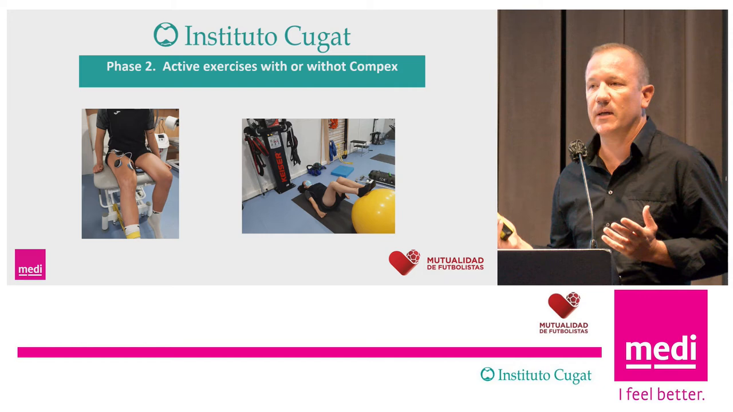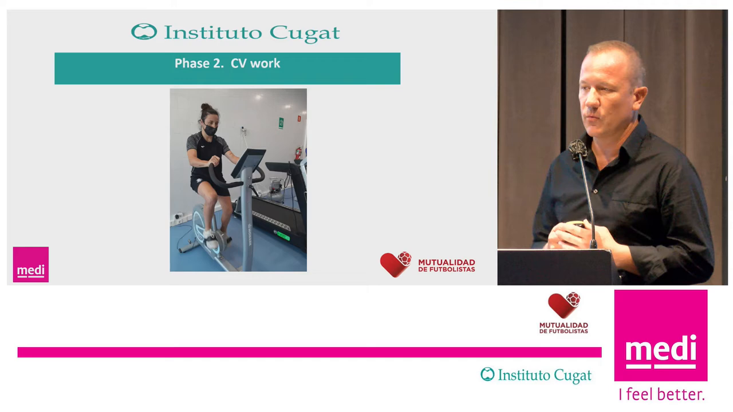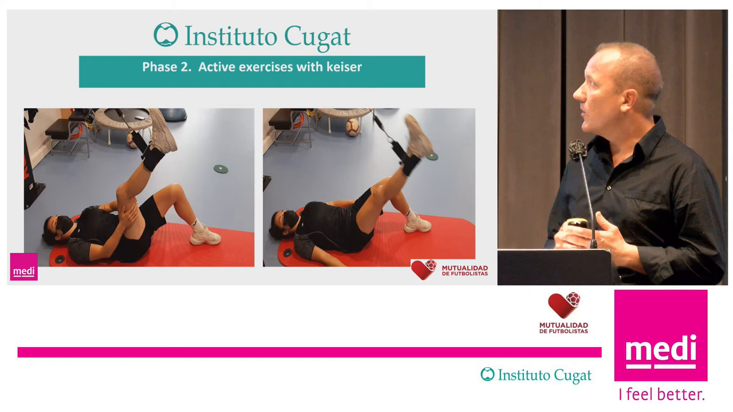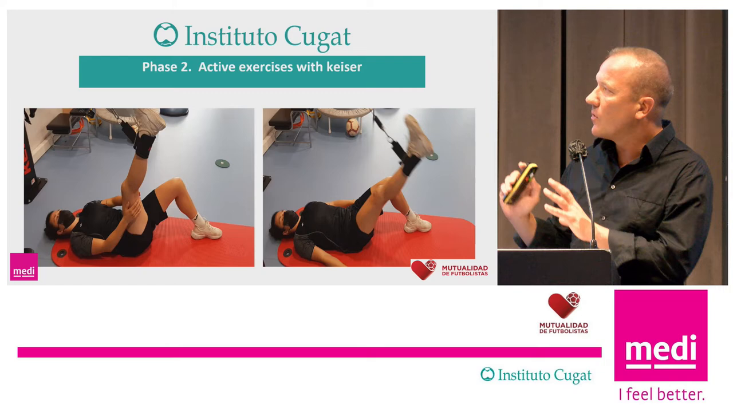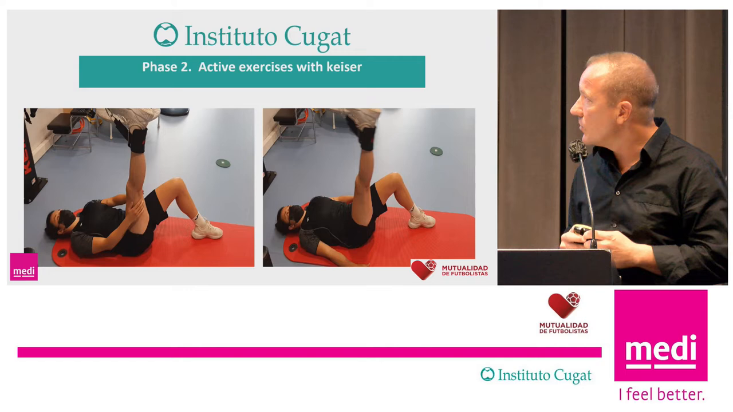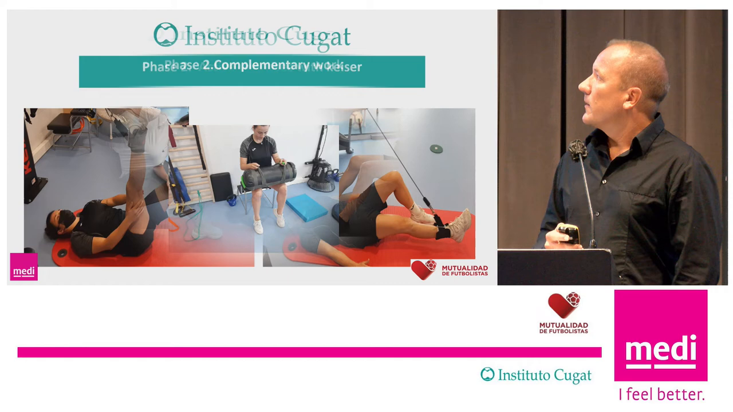Normally, we introduce cardiovascular work with the bike in week 4 or 5, but it depends. And also, we can work with the Kaiser machine. This exercise, normally, we use only to improve the range of movement, because you use little resistance. And this exercise, we use to introduce strength in the hamstrings.